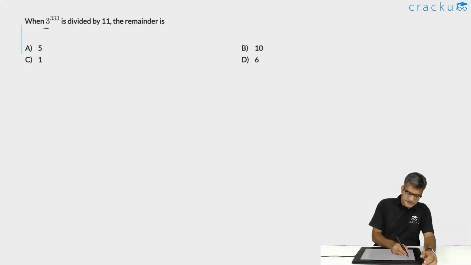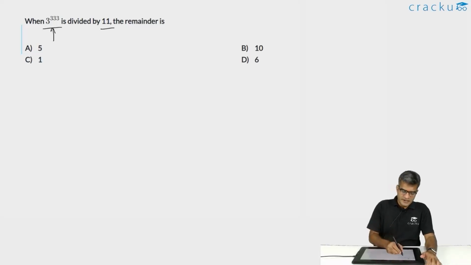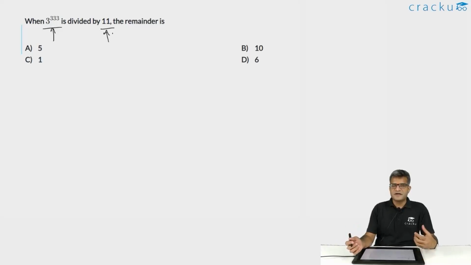In this question, we are asked to calculate the remainder when 3 to the power 333 is divided by 11. Now, when you are given this kind of question, where this is just a single digit raised to a high number, and you have 11 or some number which is not very large, the smartest way to go about it is finding a power of this particular number which leaves a remainder of either 1 or minus 1 when divided by this number. Then we can extend it further.